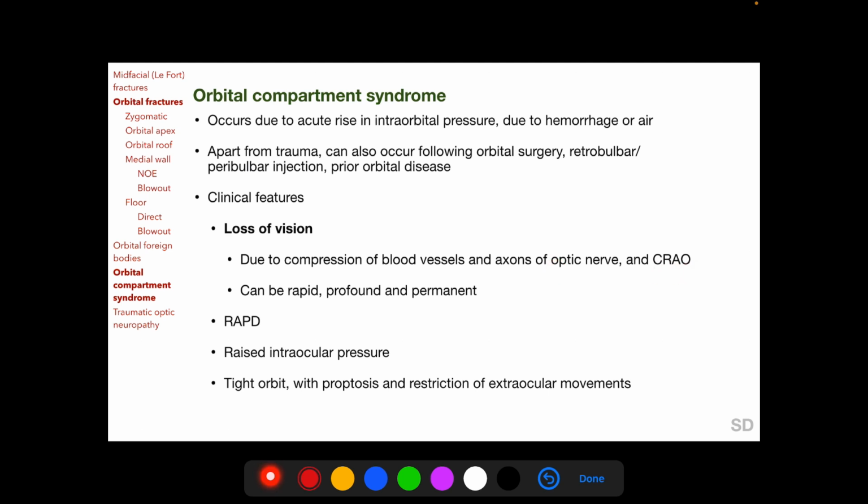The loss of vision can be rapid, profound and permanent, so we need to intervene immediately when we encounter a patient with orbital compartment syndrome. RAPD will also be there due to injury to the optic nerve. We'll also find raised intraocular pressure. We'll also find the tight orbit with proptosis and restriction of ocular movements. A tight orbit is a very important sign of orbital compartment syndrome.